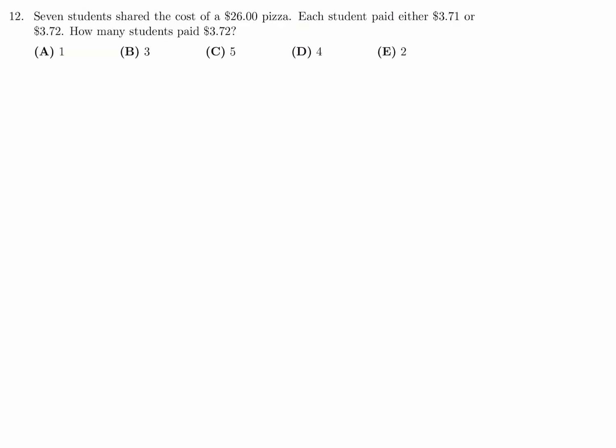7 students share the cost of a $26 pizza. Each student paid either $3.71 or $3.72. How many students paid $3.72? Well, you can do this by inspection, or you can do this sort of the long way. You've got $3.71 times X, that being the number of students that paid that, and then $3.72 times Y, and that total is equal to $26. But we also know that X plus Y is the total number of students, and that's 7.